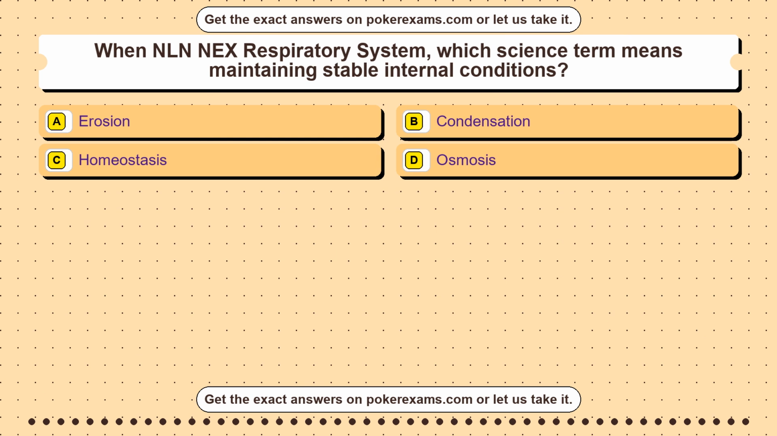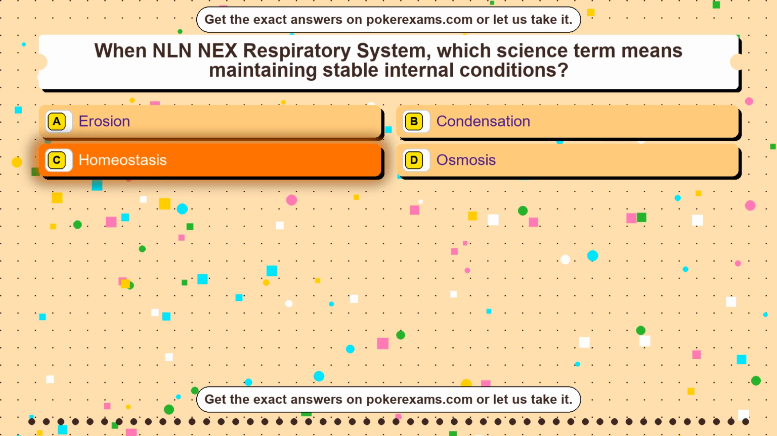Question 19. When GED reading comprehension practice, which detail best supports an inference in RLA? Option A. A longer answer choice. Option B. A familiar topic. Option C. A quoted line from the passage. Option D. A personal guess. The correct answer is option C.